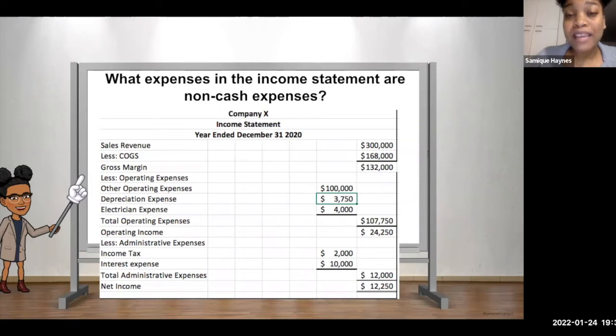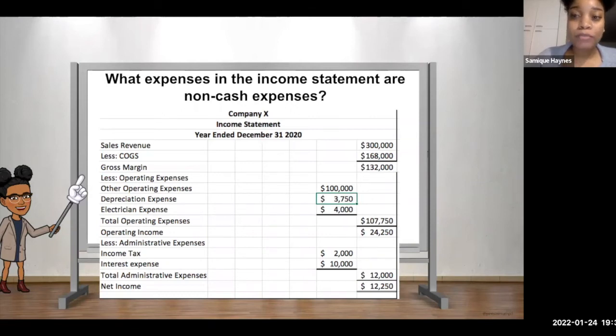So if I start my cash flow statement with the net income amount of $12,250, and I want to push that number closer to what it would be if it was the total cash amount in our business, what will I do to the depreciation expense? Will I add it or take it away? Okay, now I'm seeing equal adds and takeaways.